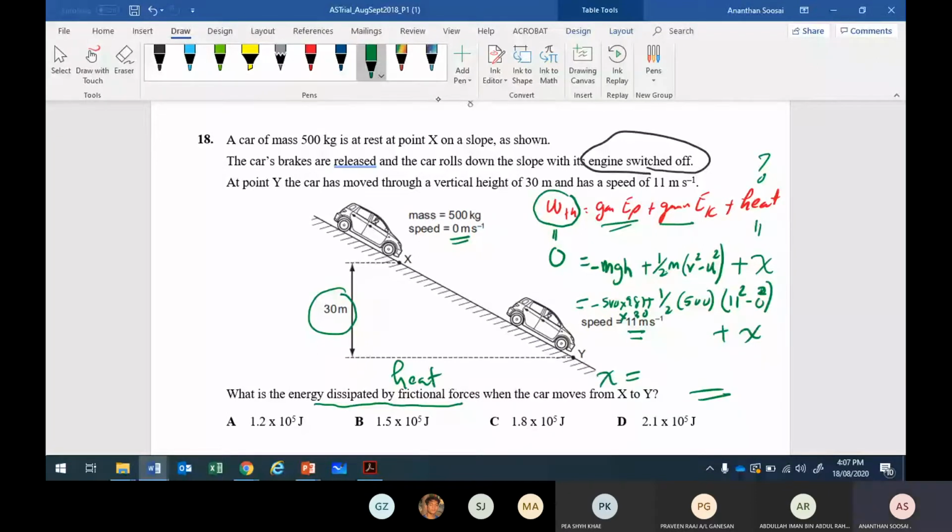X is actually the gain in kinetic minus the potential. So what's the answer you got? Gain in kinetic minus the potential, so 1.2 times 10 to the power 5. So A. What's the answer given? A. I missed out the negative. Because the formula is all gain, potential is negative. Good.